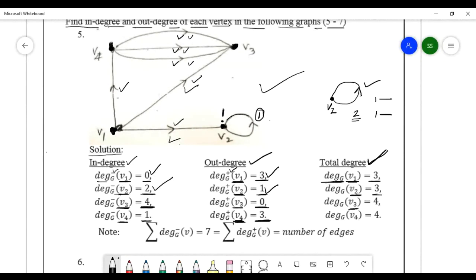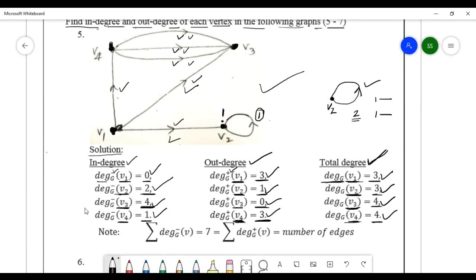Now look at vertex V3 total. At V3, in is 4 and out is 0, so 4 plus 0 is 4. At vertex V4, out is 3 and in is 1, so 1 plus 3 is 4. So the total degree at vertex V1 is 3, at vertex V2 total in plus out is 3, at vertex V3 it is 4, and at vertex V4 it is 4.